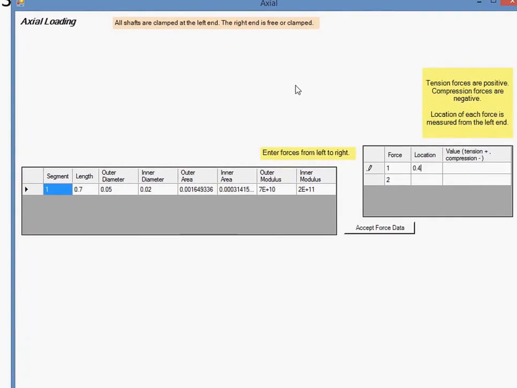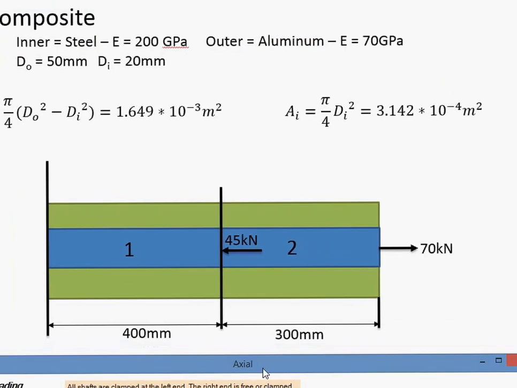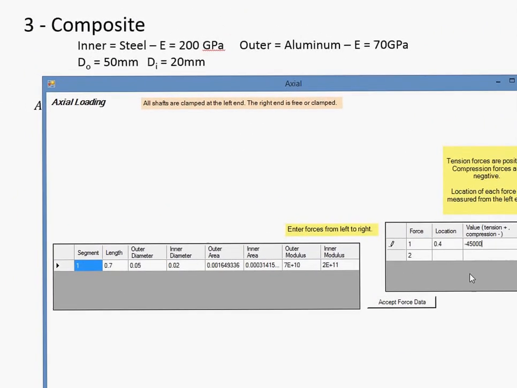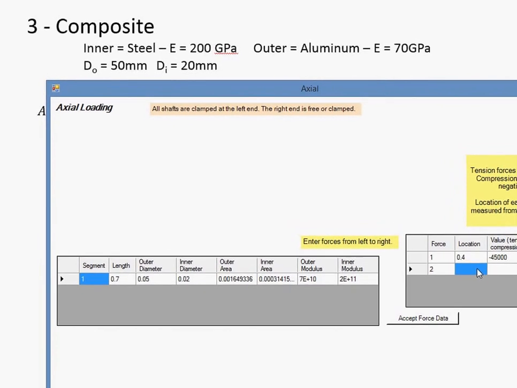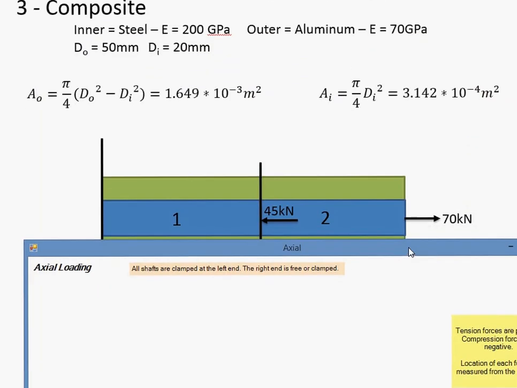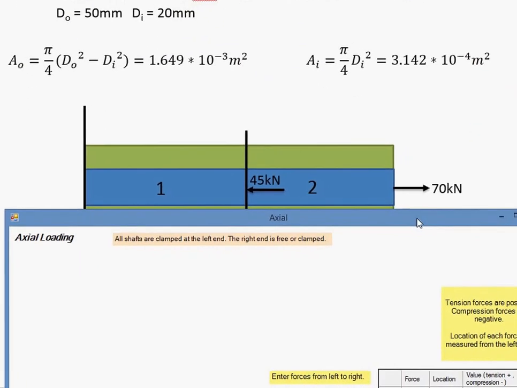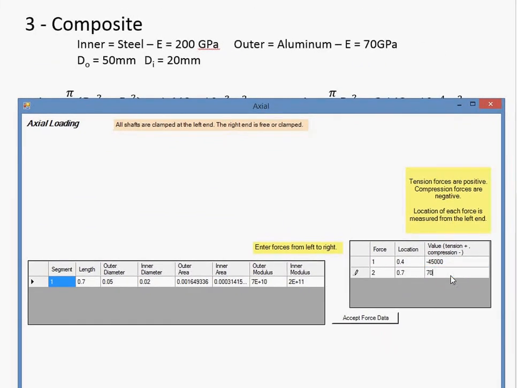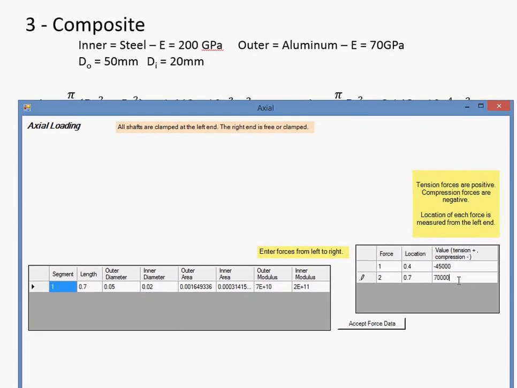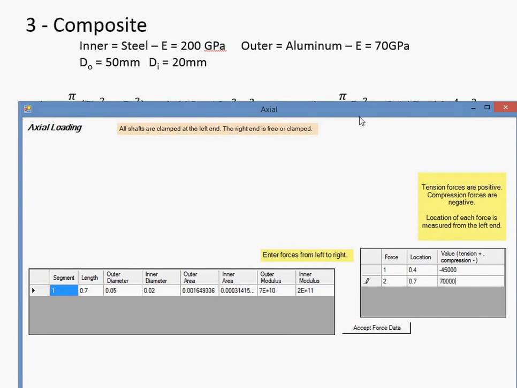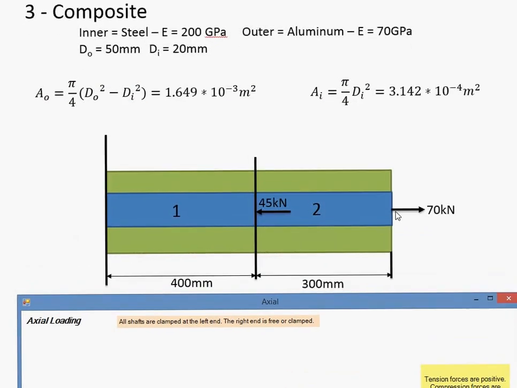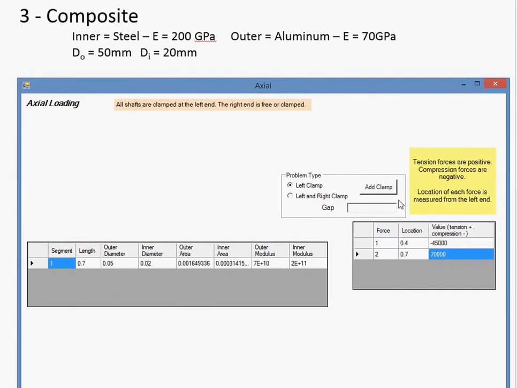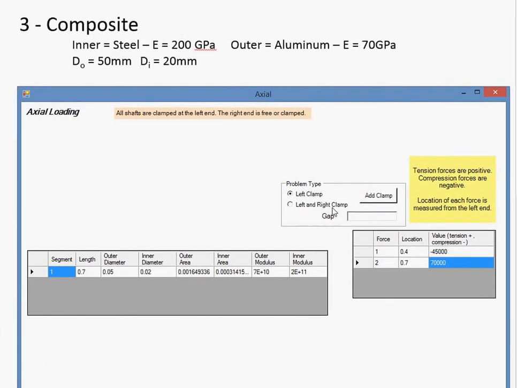So 0.4, it's 45, negative because it's compression. The other one is at the very end, and it is 70 kilonewtons, so 70,000 newtons. Positive because it's in tension, it's pulling the shaft away from the clamp. And this problem is clamped on the left.